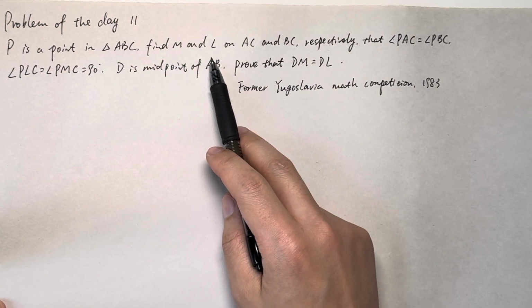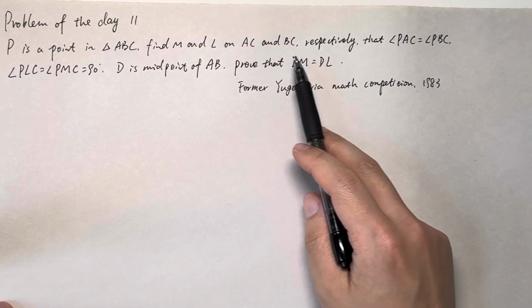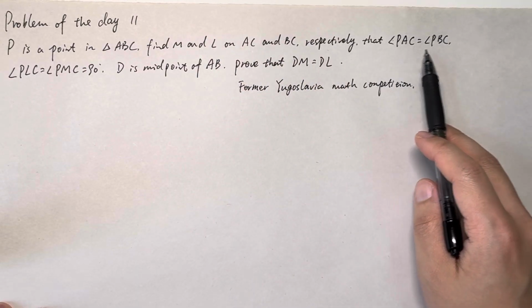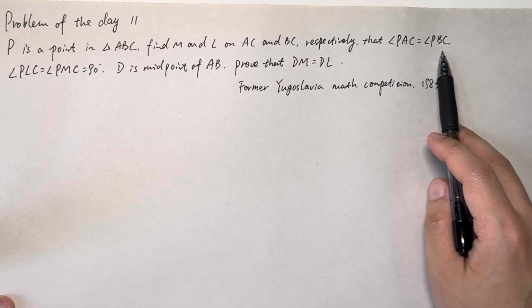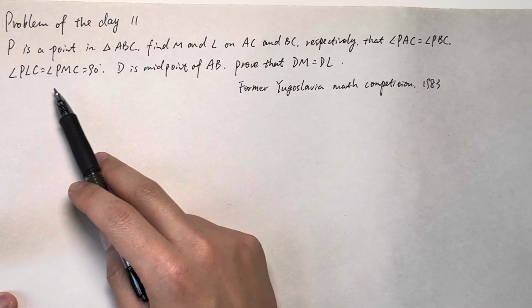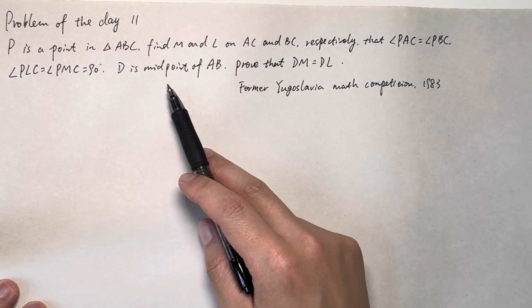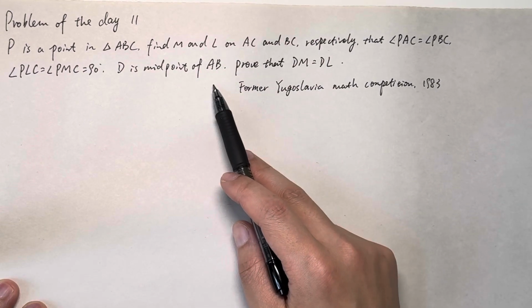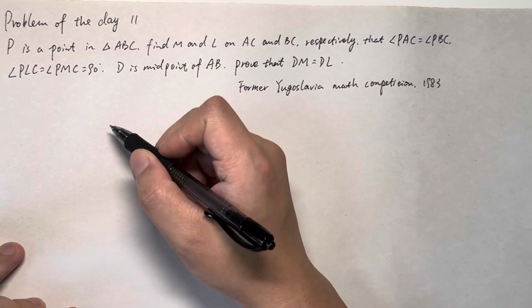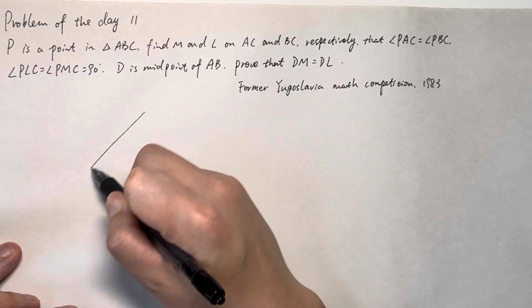P is a point in triangle ABC. Find M and L on AC and BC respectively, such that angle PAC equals angle PBC, and angle PLC equals angle PMC equals 90 degrees. D is the midpoint of AB. Prove that DM equals DL. So let's just draw the figure first.